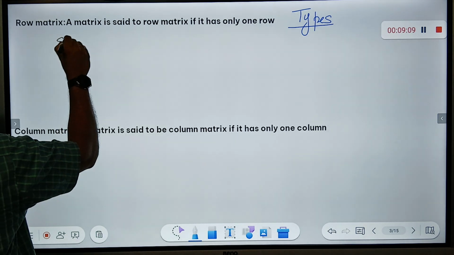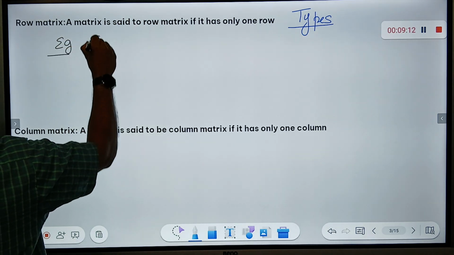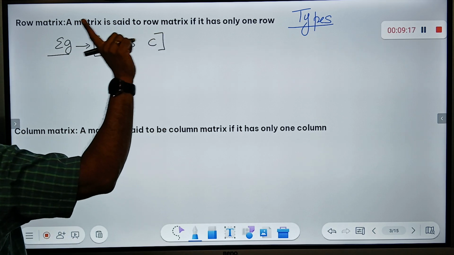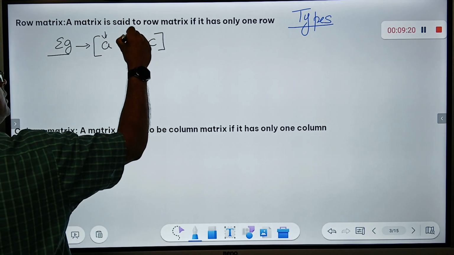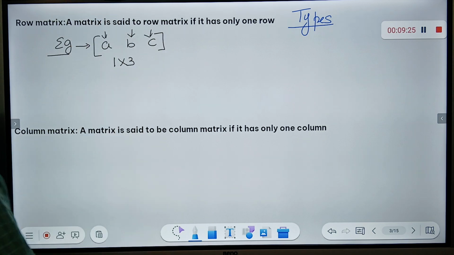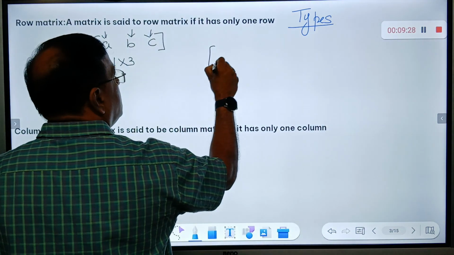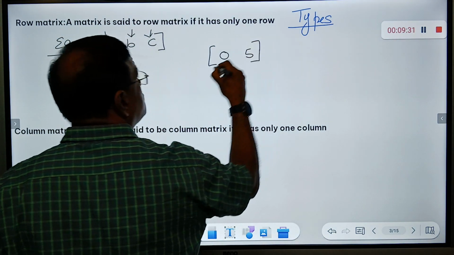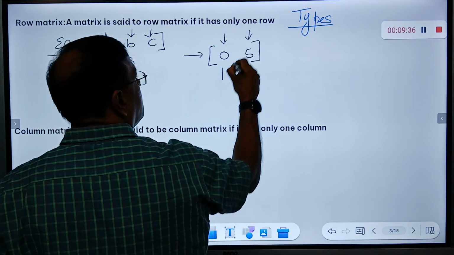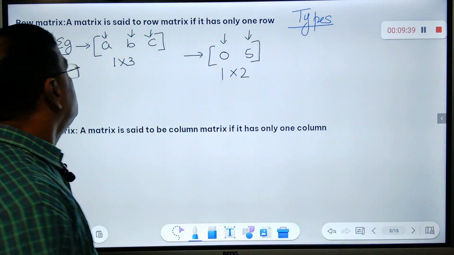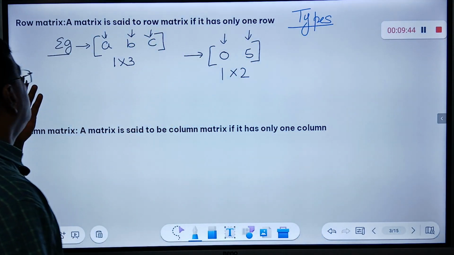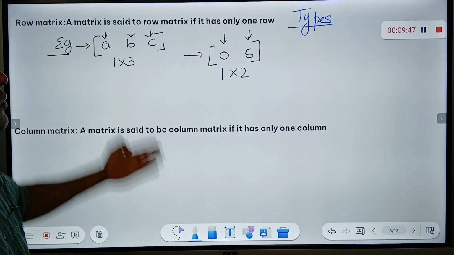So for example, already we have talked about it. So this is A, B, C. How many rows are there? It has only one row. And how many columns are there? It can have any number of columns. We don't care. So this is of order 1 by 3. We'll take one more example. Say 0, 5. What's the order of this matrix? Very good. 1. And how many columns are there? It has 2 columns. So the order is 1 by 2. So this is the definition of a row matrix. A matrix is said to be a row matrix if the number of rows is 1.